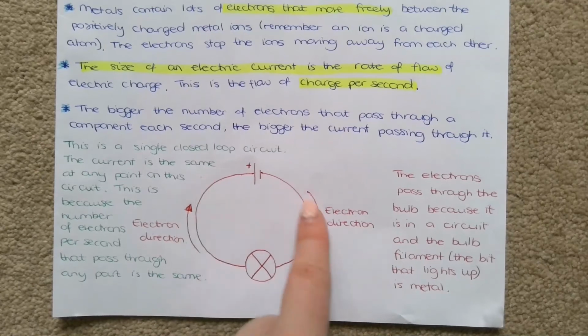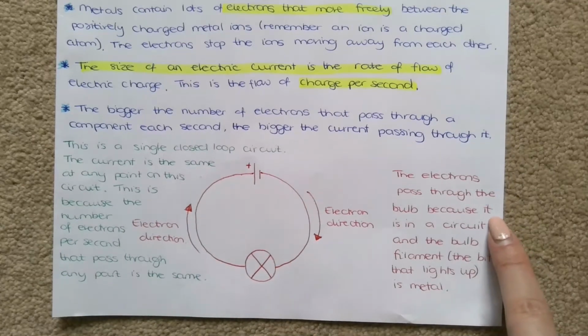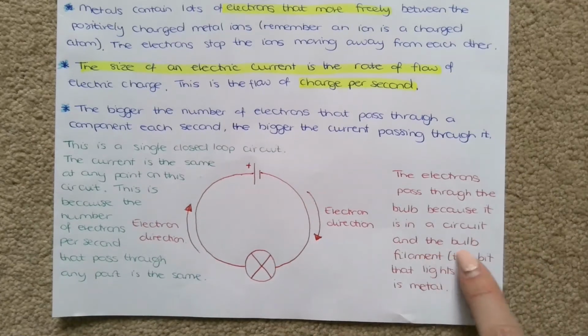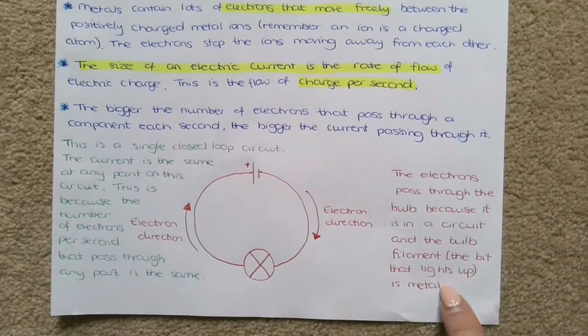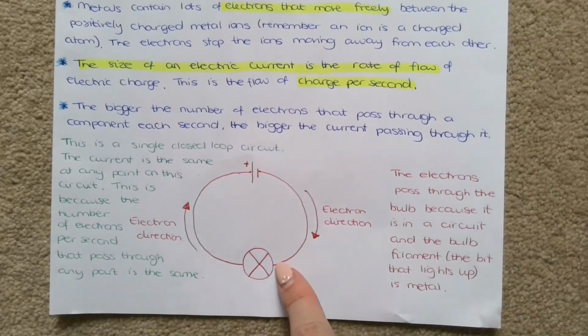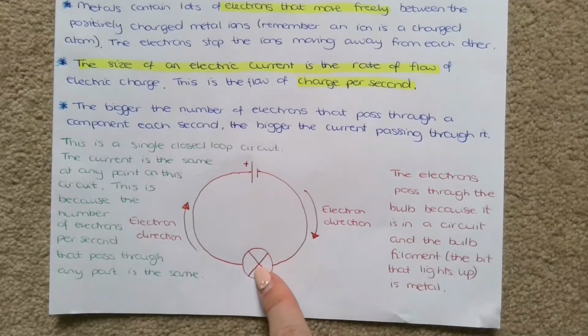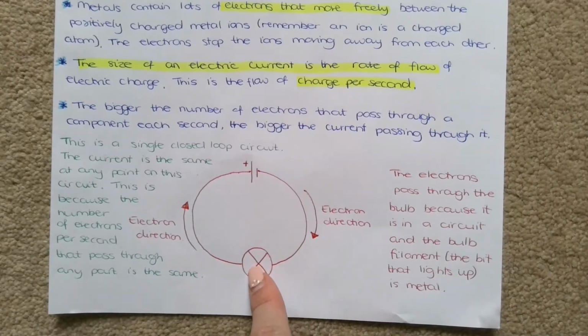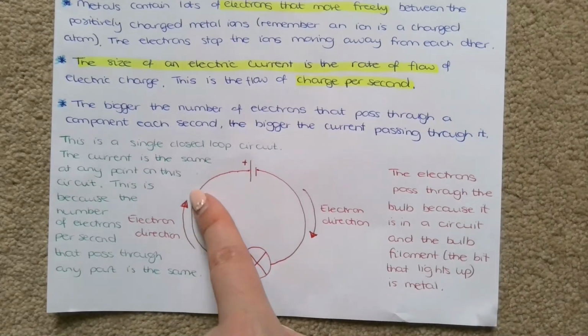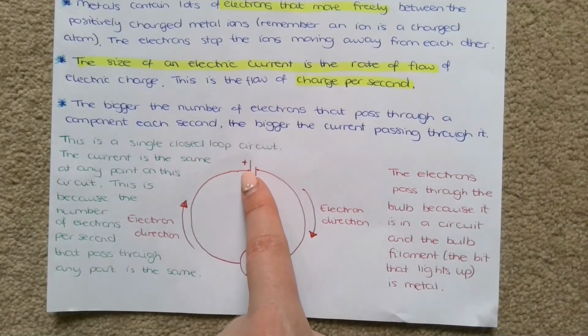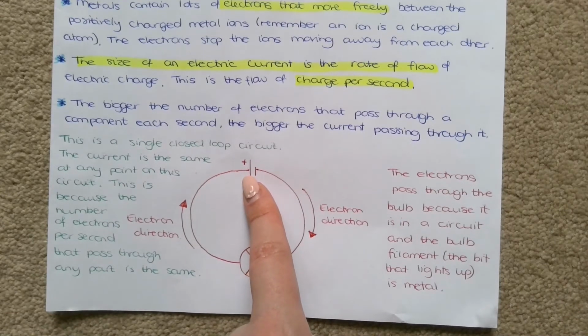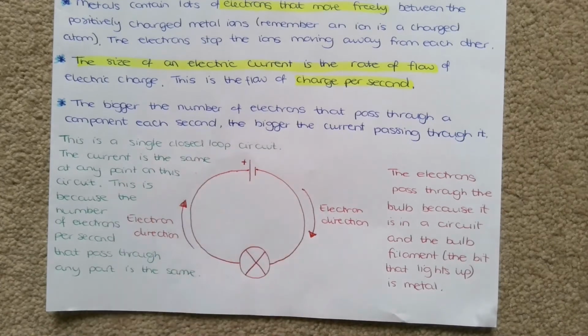Okay, so electrons pass through the bulb because it is in the circuit, and the bulb filament, so the bit that lights up, is metal. So when the electrons get to here, because it's metal, it can transfer through it, and it lights it up as it does so, and then goes around to complete the circuit, so it gets back to the positive terminal. So this is a single closed loop circuit.